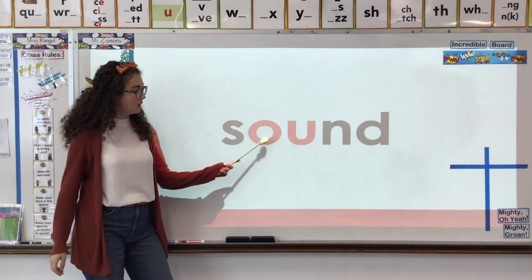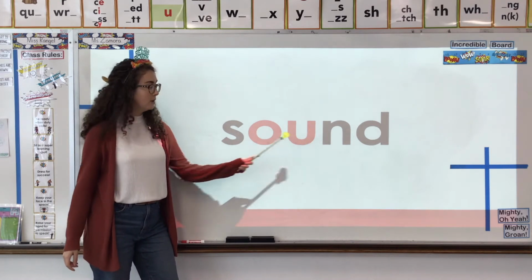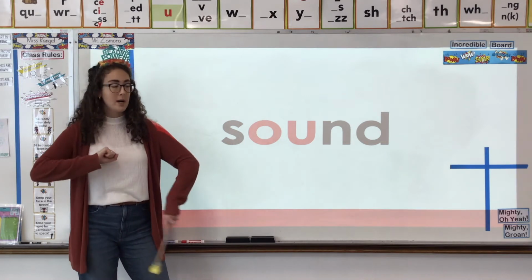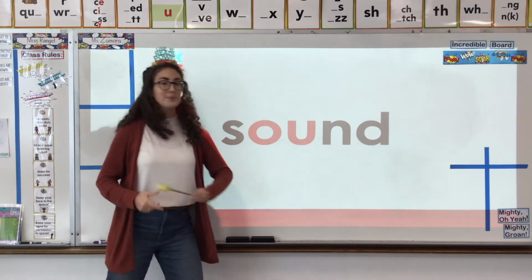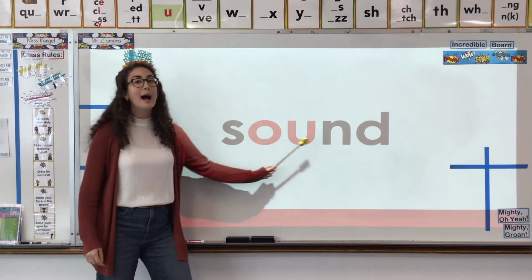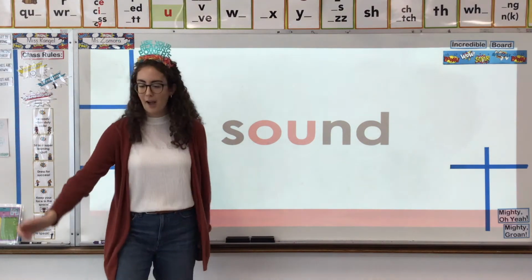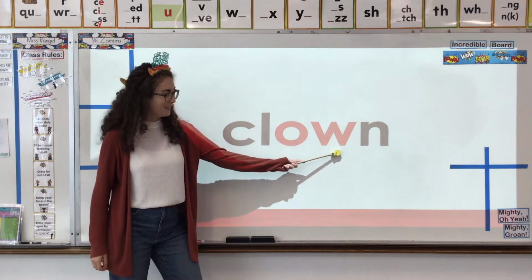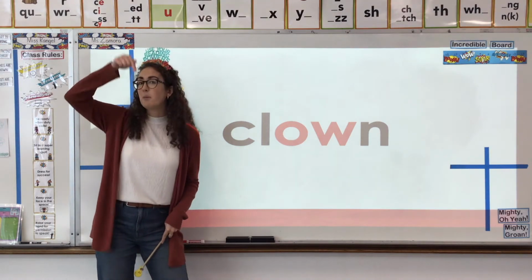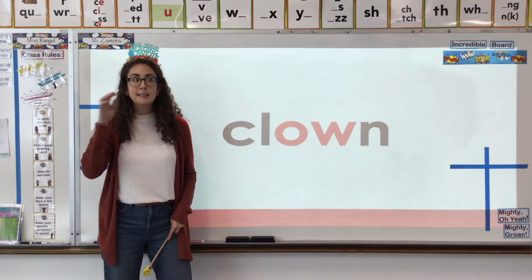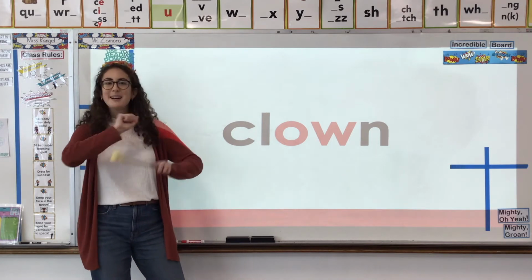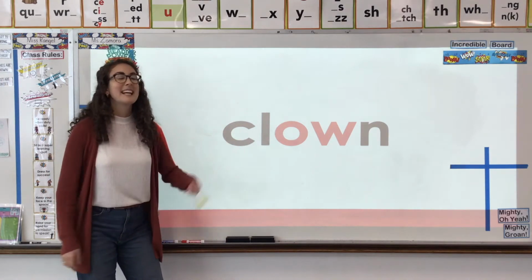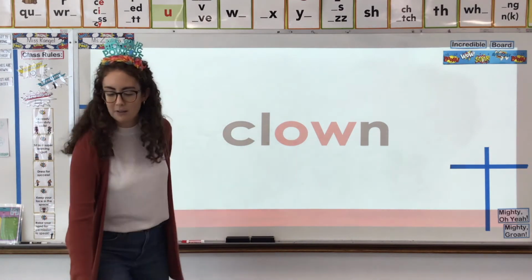Okay, what do you see? O, U, OU says ow. So the word is sound. Sound that you hear, of course. Up next we see O, W. OW in the middle of a word says ow. So the word is clown, a silly clown. Good job.